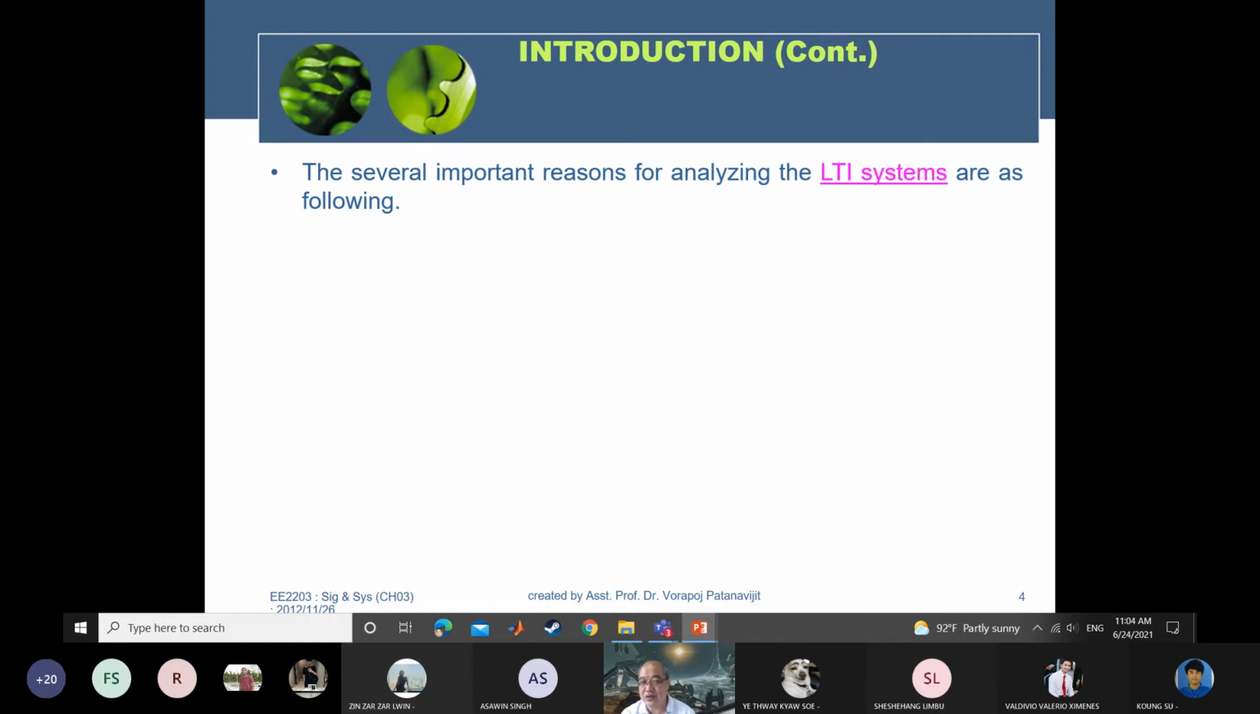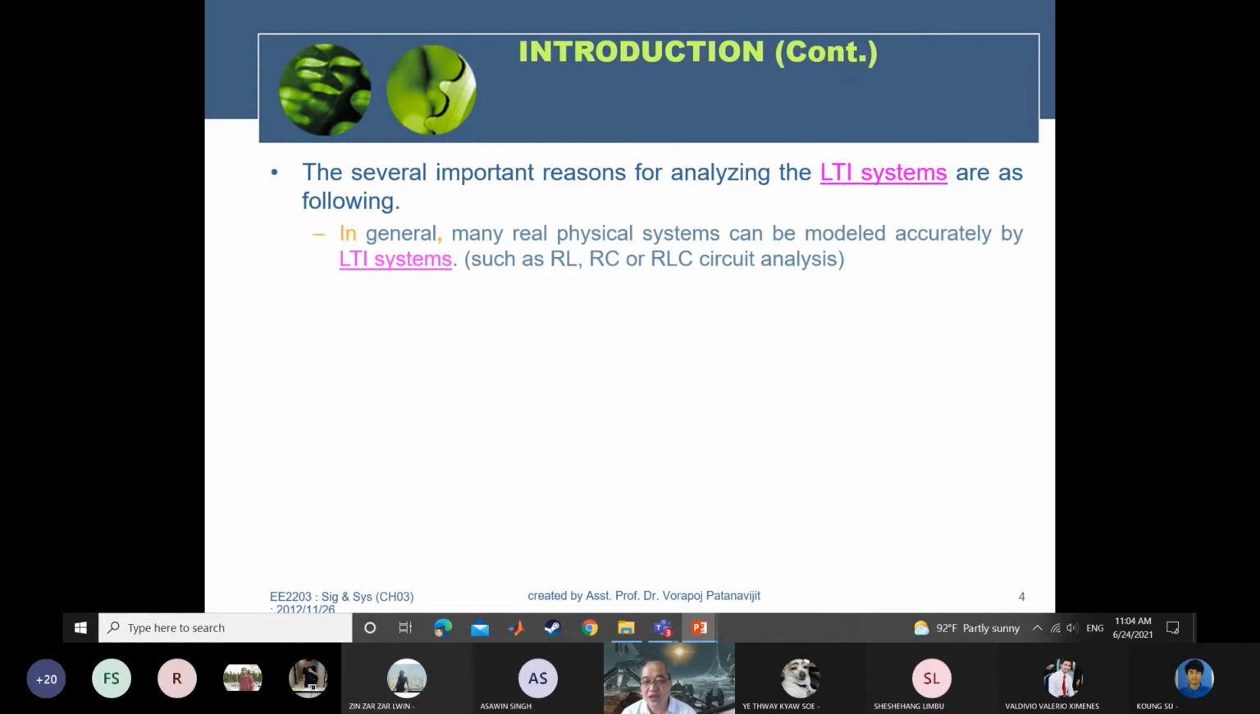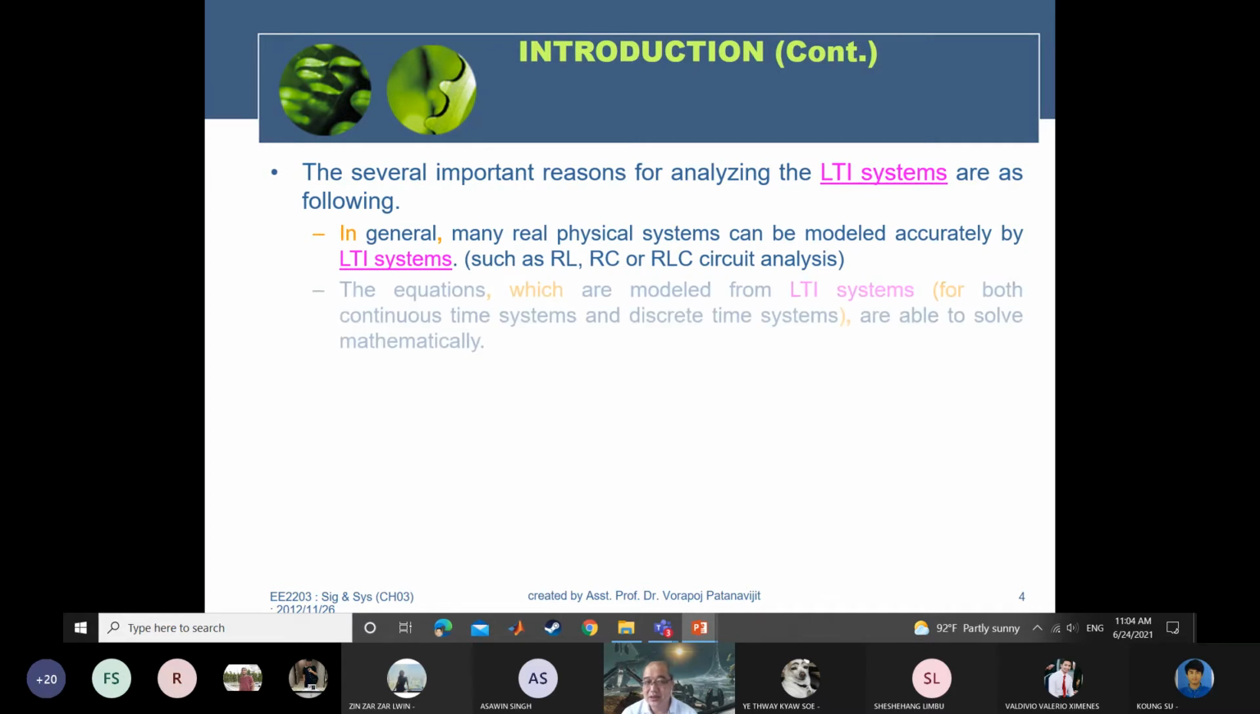There are several important reasons for analyzing the LTI system. In general, many real physical systems can be modeled accurately by linear time-invariant systems, such as the RL, RC, and RLC circuits in circuit analysis. The equations modeled from the LTI system, for both the continuous-time and discrete-time systems, can be solved mathematically.